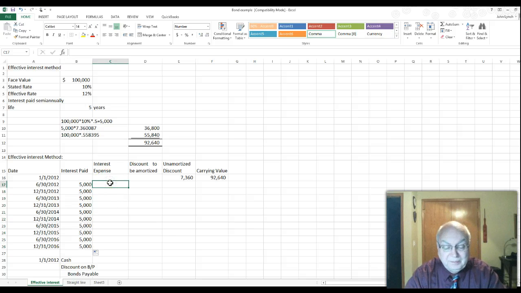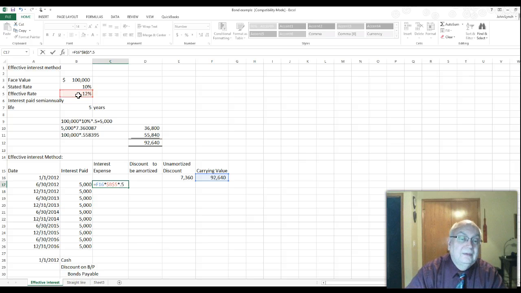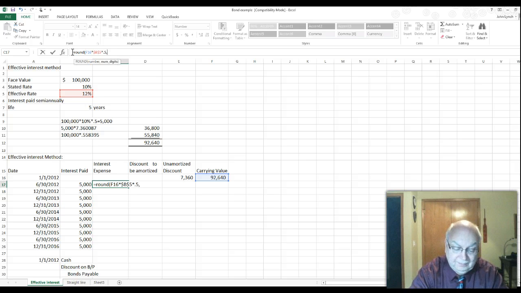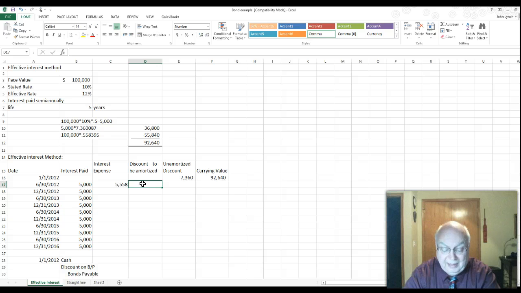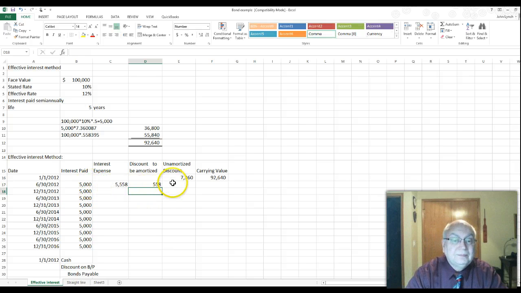The interest expense is equal to the carrying value times the effective rate times 0.5. For that, we probably need to use the round function, because we could get strange numbers otherwise. That gives you 5,558. The discount to be amortized is the difference between these two. This is the effective interest method, so we simply take the difference there.